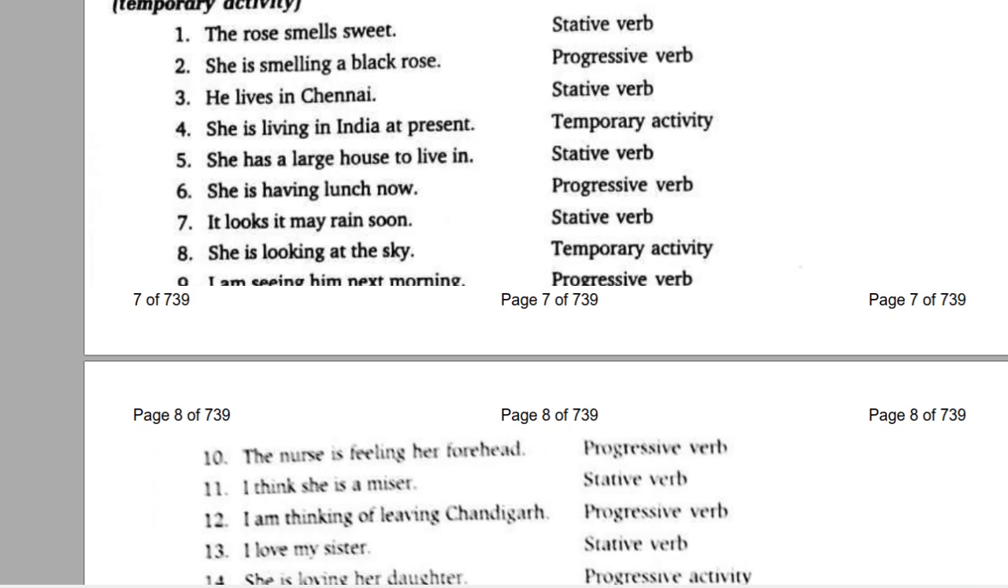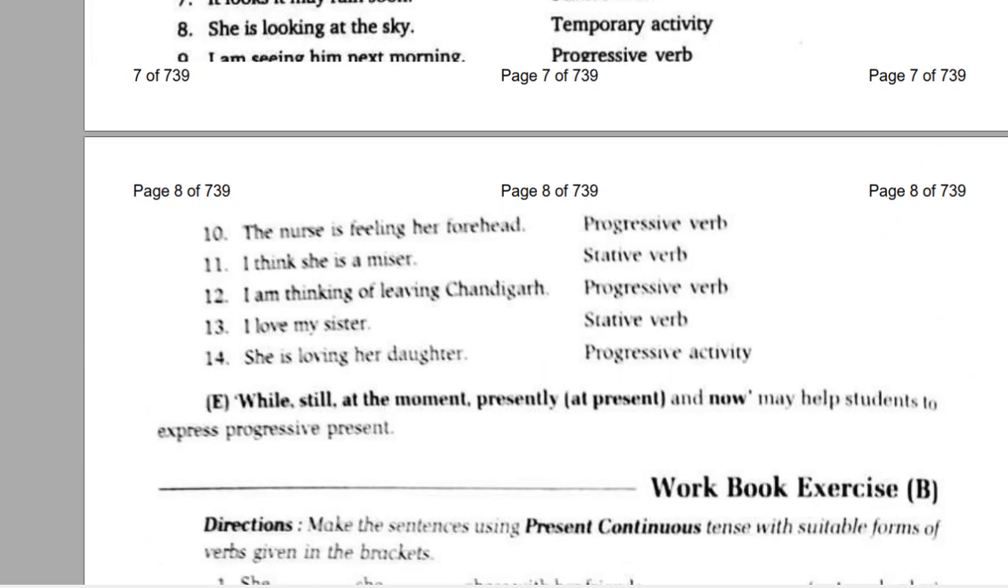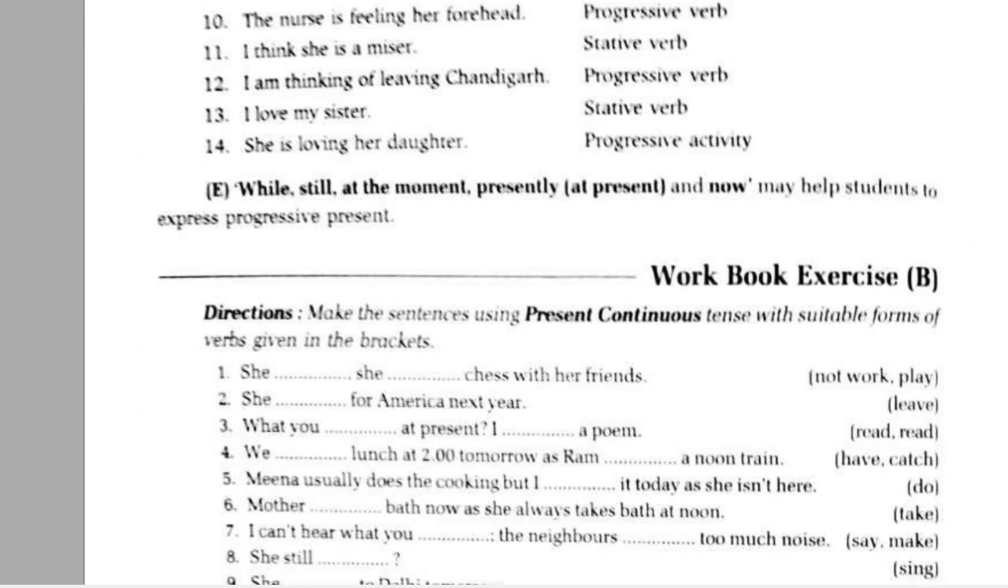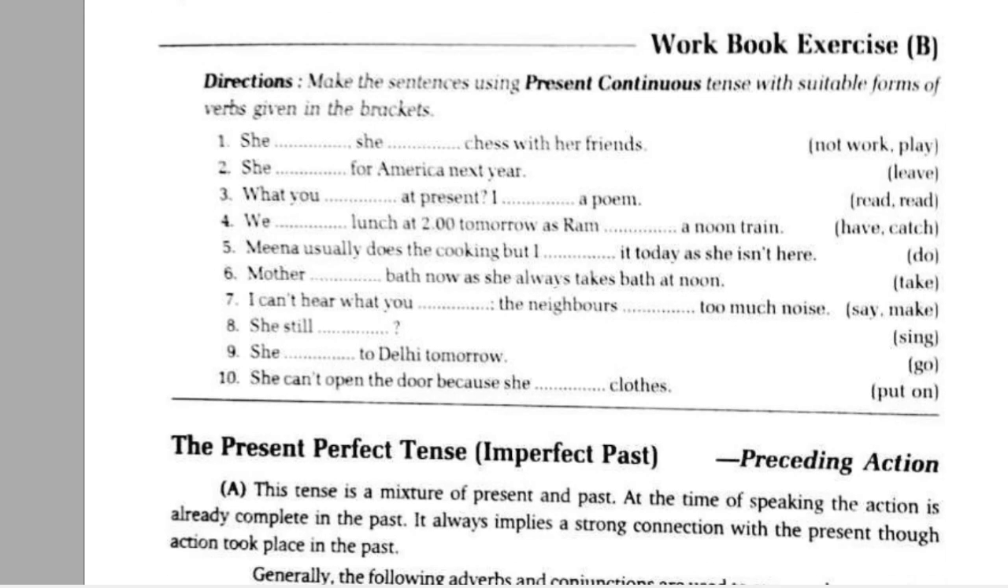It looks like it may rain soon. Stative. He is looking at the sky. Temporary. The nurse is feeling her forehead. Progressive. I think she is a miser. Stative. I'm thinking of leaving Chandigarh. Progressive. She is loving her daughter. Progressive. While, still, at the moment, presently, and now may help the student to express the progressive present. So if a sentence has while, still, at the moment, presently, or now, this is a progressive present.